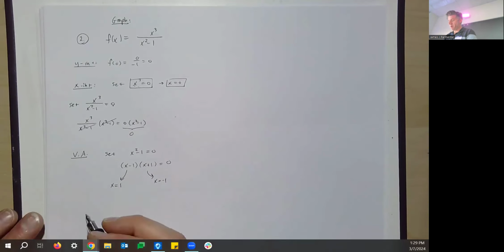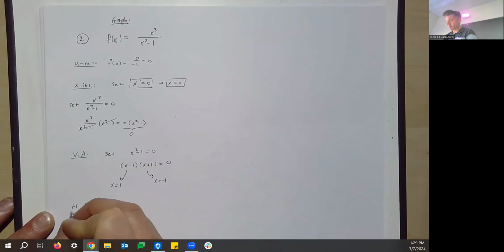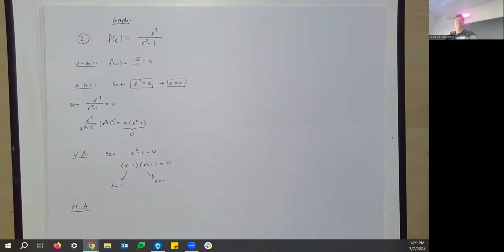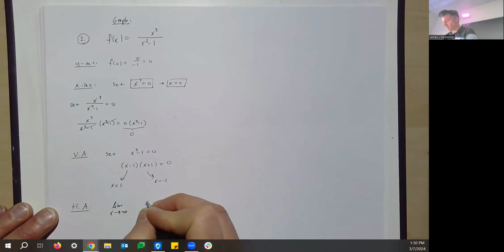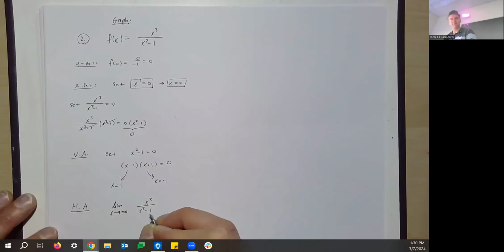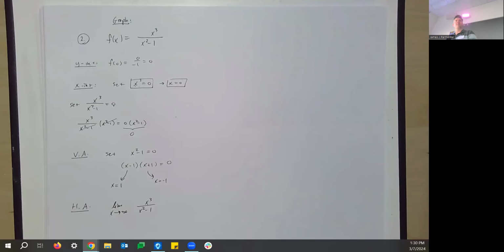Okay. How about a horizontal asymptote? Do I have one? I know it's been a while since we talked about it. So if I take the limit as x goes to infinity of x cubed over x squared minus 1, what's growing bigger faster, the numerator or the denominator? The numerator. The numerator is growing bigger faster. That means this thing's just getting larger and larger and larger.